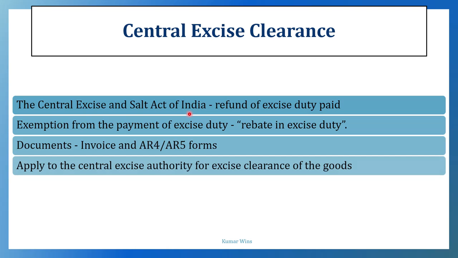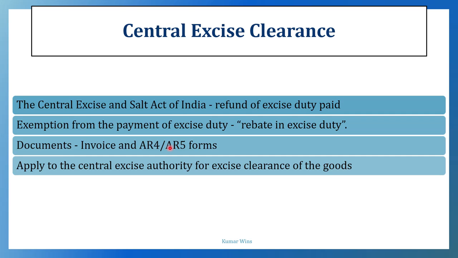Here the process is, the exporters prepare 6 copies of these forms. When I say these forms, I mean the AR4 or AR5 form. So there are 6 copies which have to be prepared. Exporters are now allowed to remove the goods for export on their own without getting the goods examined, or after examination by the central excise officers. Here there could be 2 different cases. One is without examination. In case of without examination, the exporter submits 4 copies of the AR4 or AR5 form to the superintendent of central excise.